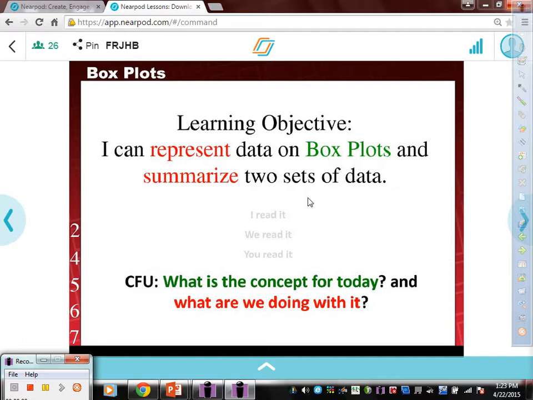Okay, here we go. Our objective for today: I can represent data on box plots and summarize two sets of data. Let's read together. 1, 2, 3. I can represent data on box plots and summarize two sets of data.